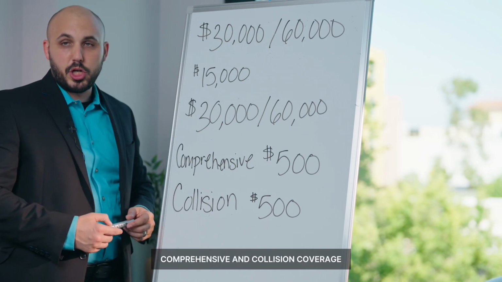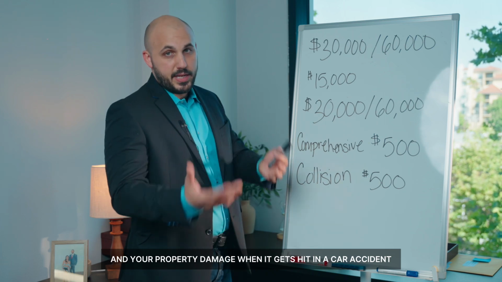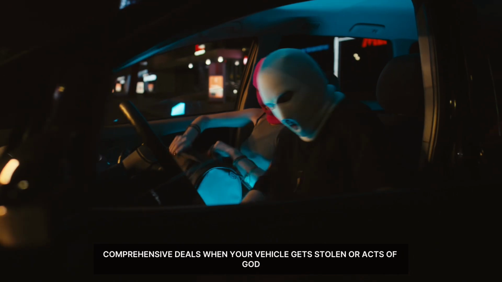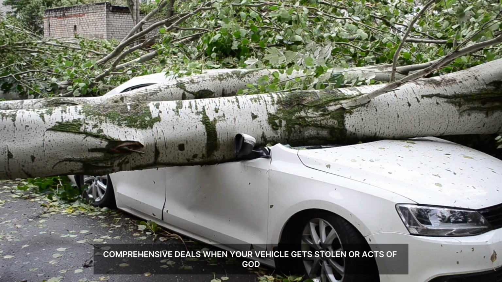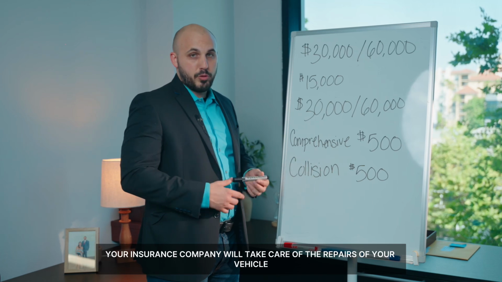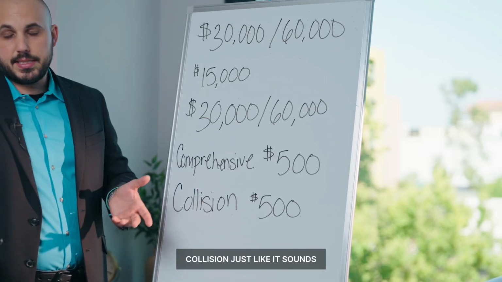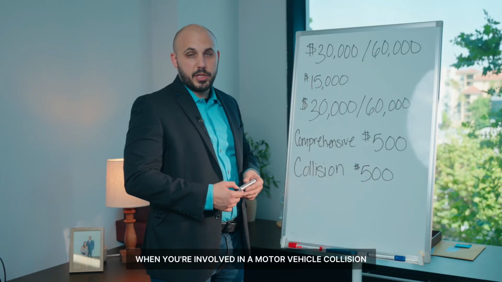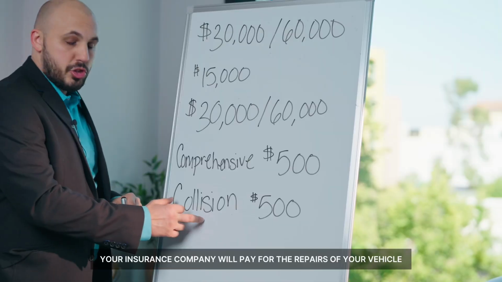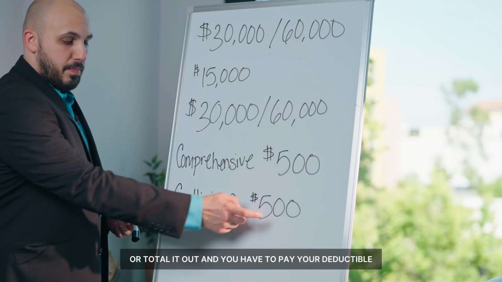And so finally, we're going to get to these two here. Comprehensive and collision coverage deals with protecting your vehicle and your property damage when it gets hit in a car accident or gets damaged in other ways. Comprehensive deals with when your vehicle gets stolen or acts of God, hailstorm, things like that. Your insurance company will take care of the repairs of your vehicle if those things happen. Collision, just like it sounds, is when you're involved in a motor vehicle collision and you have a nice car, or if someone has bad coverages, maybe this $15,000, your insurance company will pay for the repairs of your vehicle or total it out, and you have to pay your deductible.